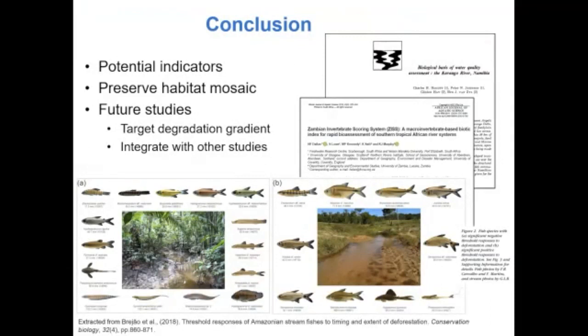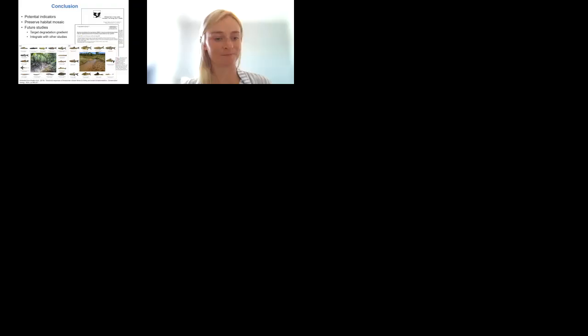So ultimately we found that there is potential for small fish species to be used as indicators of anthropogenic change. There's a need to preserve the present habitat mosaics, and there's a need to try and determine fish communities along degradation gradients. So we can try and get an example of what fish communities look like in natural states versus altered states, and then just try and incorporate this into other environmental indicator studies that have already been conducted in the system that used invertebrates, for example.